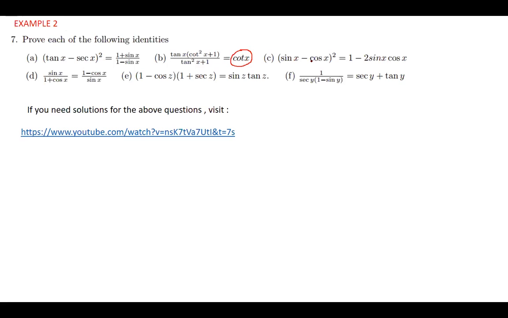Let's try to do this one, maybe. Sine x minus cos x, and then you put this in square brackets like that, is equal to... I'll put them as the left hand side now, because I'm using the left hand side. So in short, they are telling me to use this to go to that.